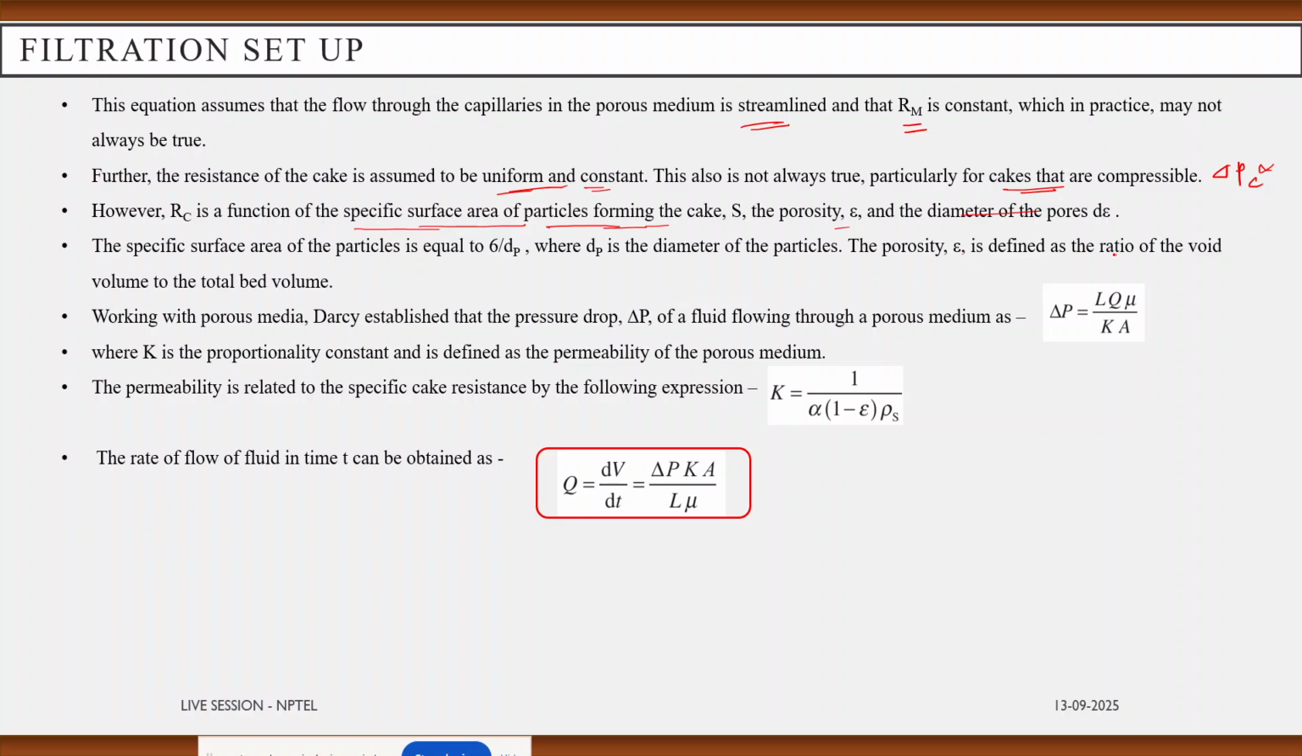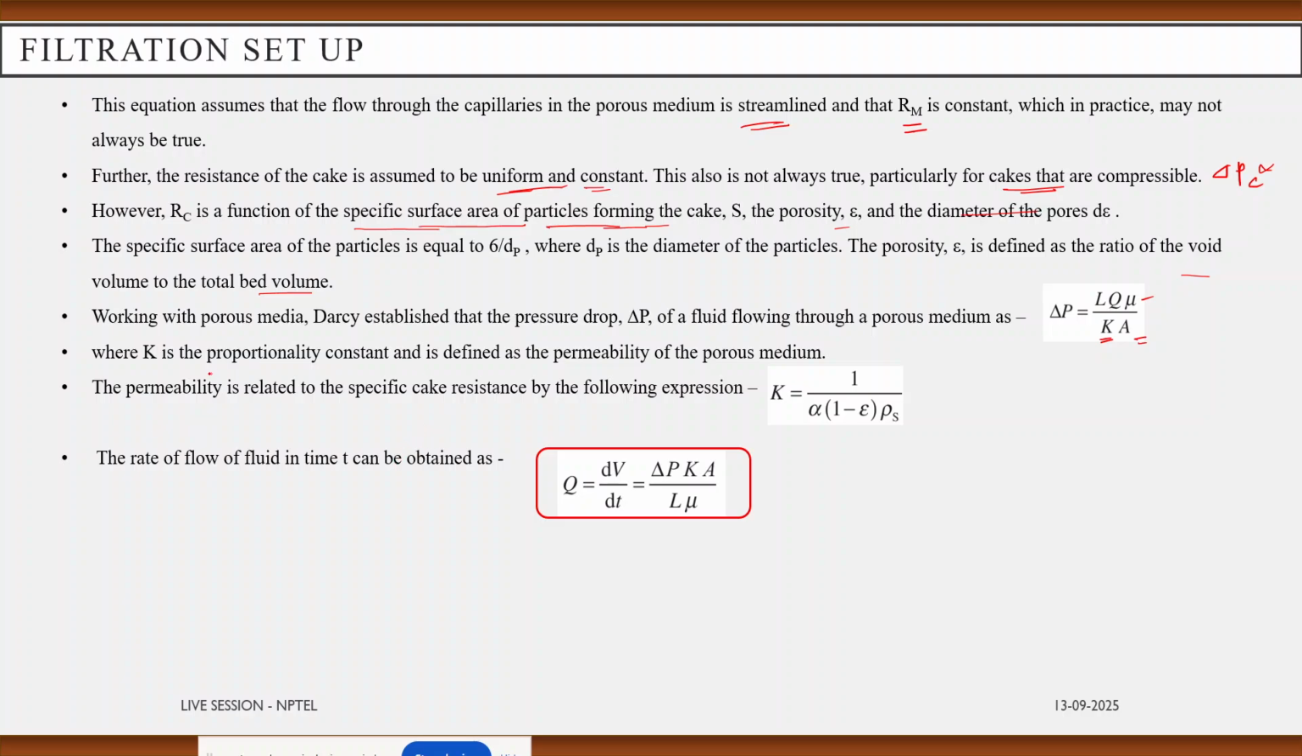Porosity is nothing but the ratio of void volume by total volume. So, working with some porous media, Darcy's law established the pressure drop ΔP of a fluid flowing through porous media. By Darcy's law, ΔP equals the volumetric flow rate times the length of the porous media, times the viscosity of the filtrate, divided by K, the permeability constant, and A, the area of the filter medium.